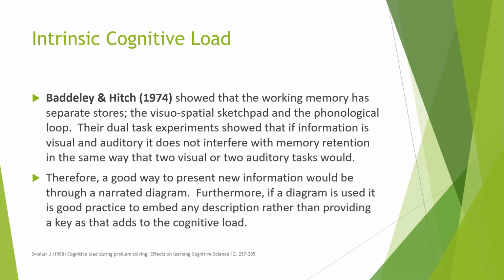Baddeley and Hitch, in their working memory model, showed that the working memory has separate stores: the visuospatial sketchpad and the phonological loop. And their dual task experiment showed that information, if it's visual and auditory, doesn't interfere with memory retention in the same way that 2 visual or 2 auditory tasks would. So in other words, we've probably got a capacity of 7 visual items and 7 auditory items.